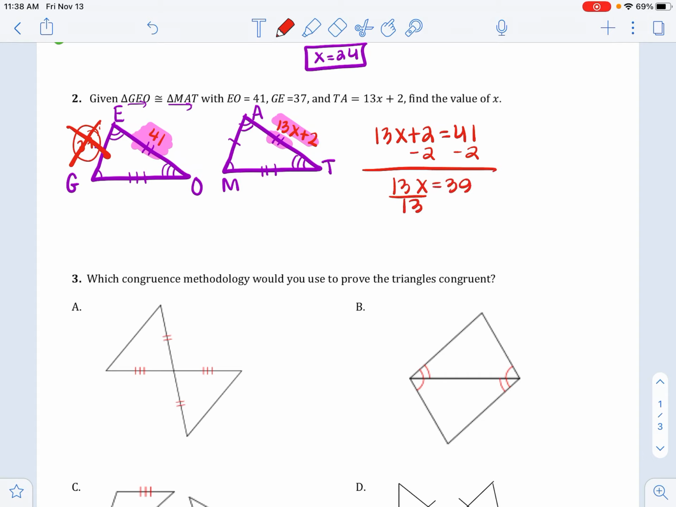13x equals 39. Divide by 13. And I have x is equal to 3. This problem asked me for x, so that's it. I'm done.